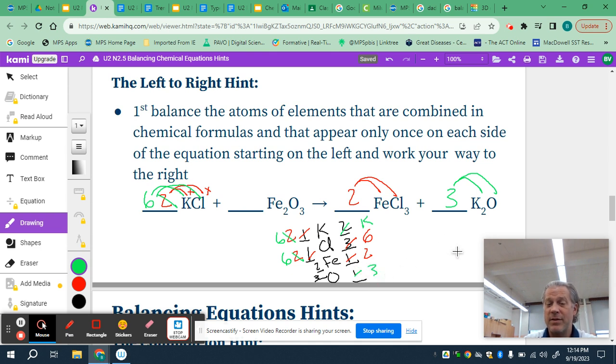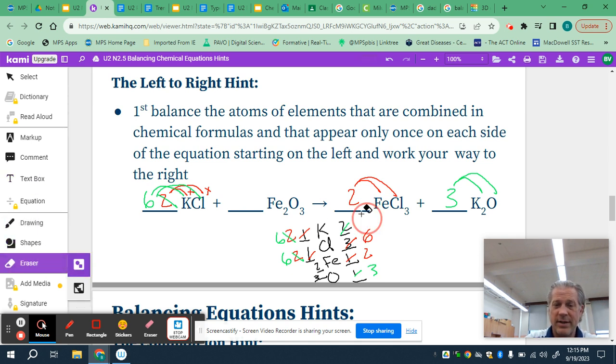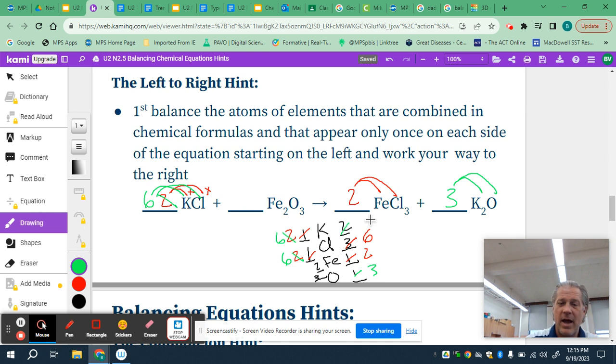So now I have 6 potassiums on both sides. I have 6 chlorines on both sides. And I have 2 irons on both sides, the Fe, and I have 3 oxygens on both sides, the O. So I could go back and put a 1 here, and that might make some people feel better. So that one's balanced.